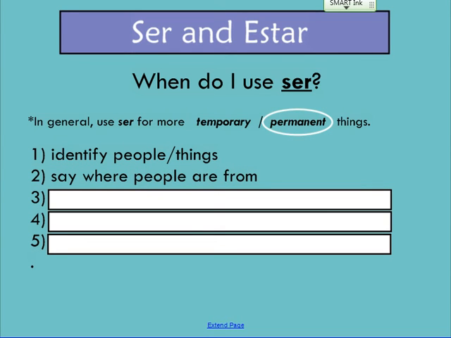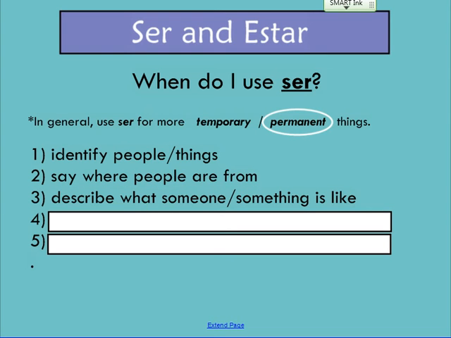You also use ser to say where people are from. If you want to say that your grandparents are from Puerto Rico, for example, you would say, mis abuelos son de Puerto Rico. You also use ser to describe what someone or something is like. So let's say that you're talking about your childhood and you want to say that you were somewhat quiet. You would say, yo era una persona callada.